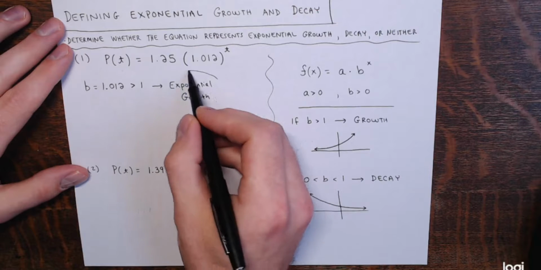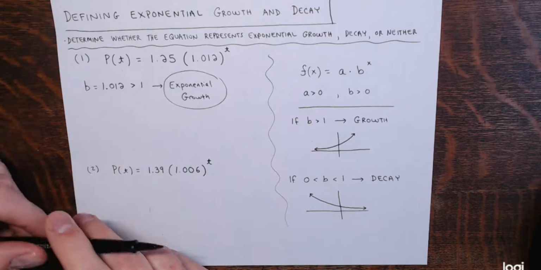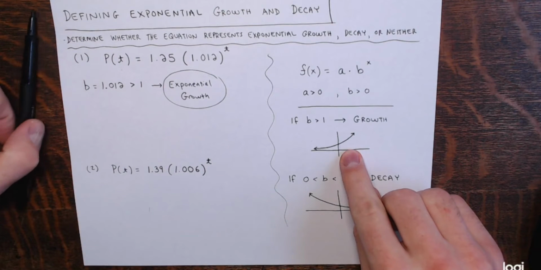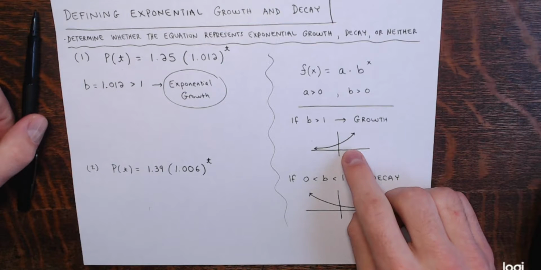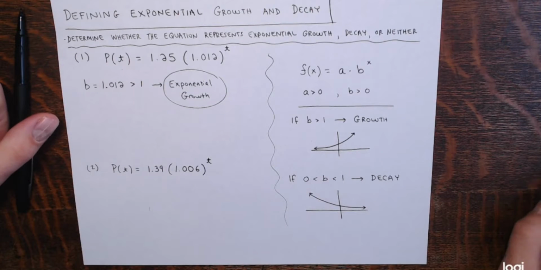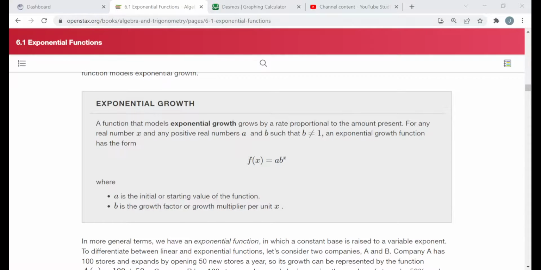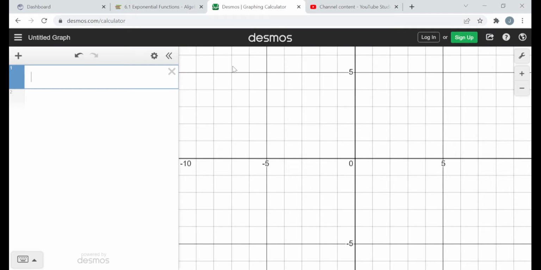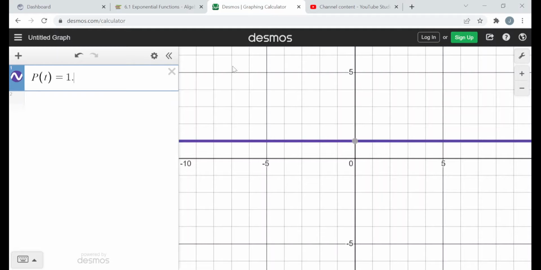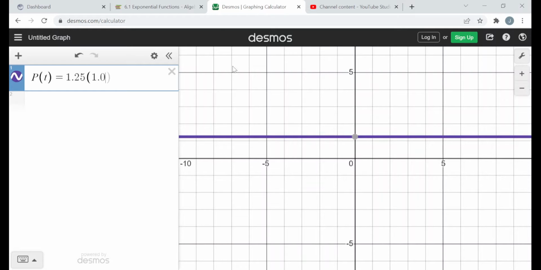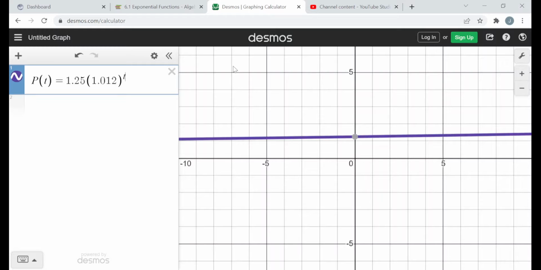Alright, and I'll show you what the function looks like. It should look something like this that I drew out here for the growth model when the base is bigger than 1. Let me go to that Desmos website, desmos.com, a free online graphing calculator. And I'm just going to enter the function the way we were given it. P of t equals 1.25 times 1.012 raised to the t power.